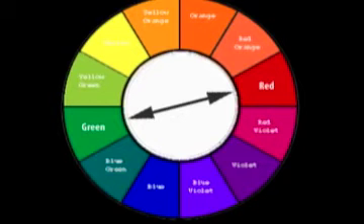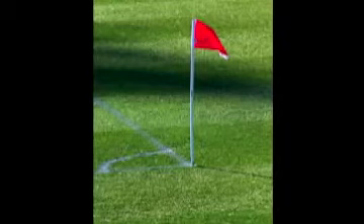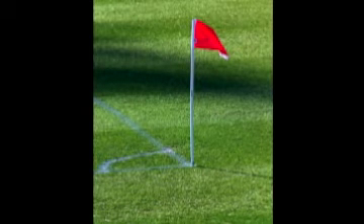Then there can be balance of color. For example, your left side of the frame is of a certain color, for example, it is red. That can be counterbalanced on the right side with a complementary color. For example, the complementary of red is green. So, you can have a balance of color.